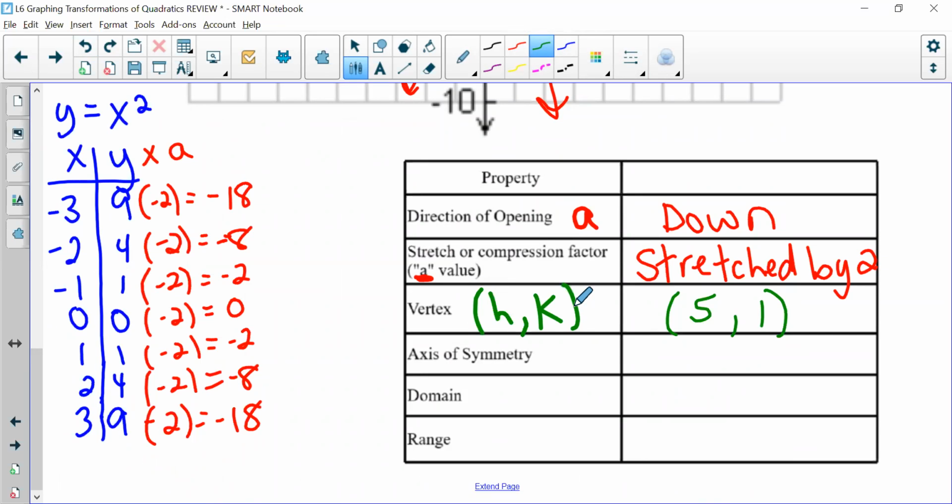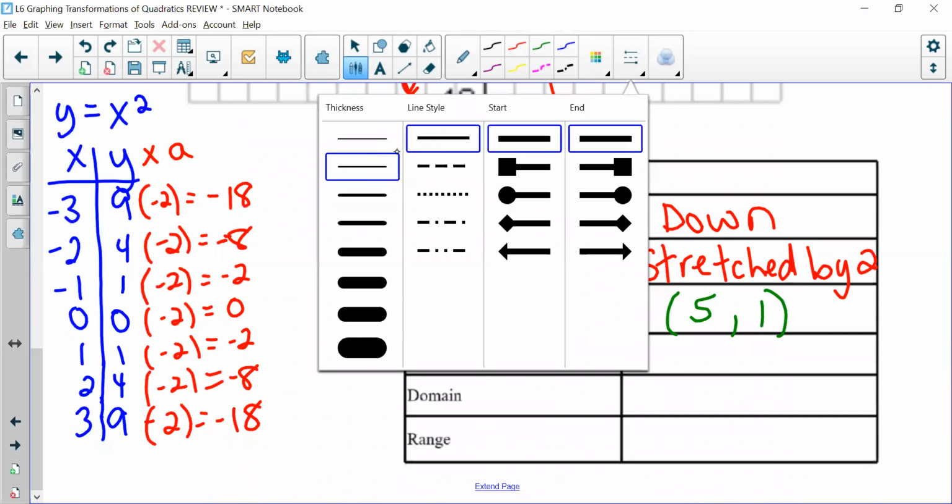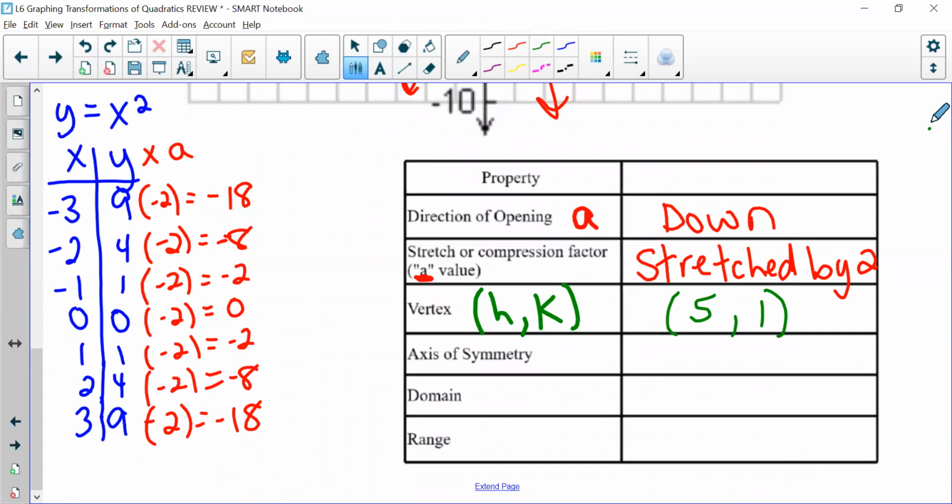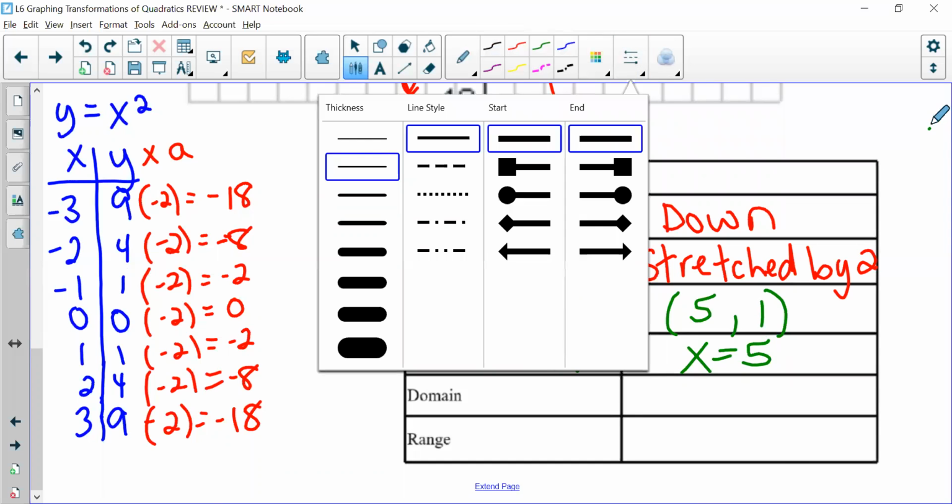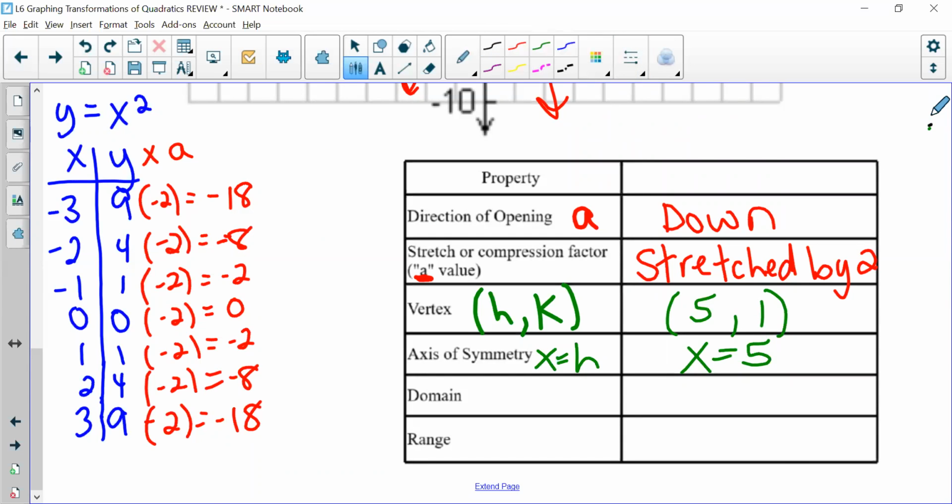What's my axis of symmetry? X equals 5. Very good. So X equals H is the general equation. And what about domain and range? What's your domain? What's your range? Domain is open bracket x is an element of the real numbers. Good. And for all of our quadratic functions, that's the same. And what about range?